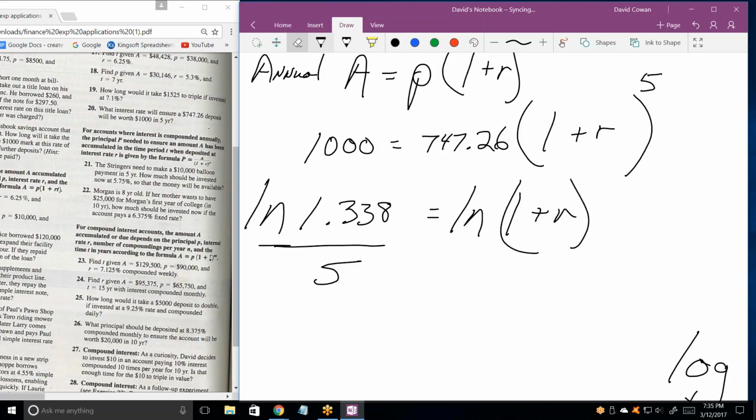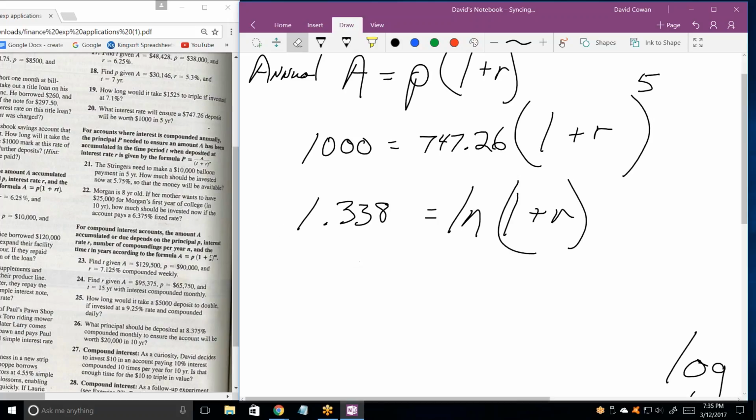Now I remember how to do this. It wasn't to use natural logs at all. If that was an algebra equation, how would you solve it? Probably take the 5th root on both sides. 5th root, my bad.